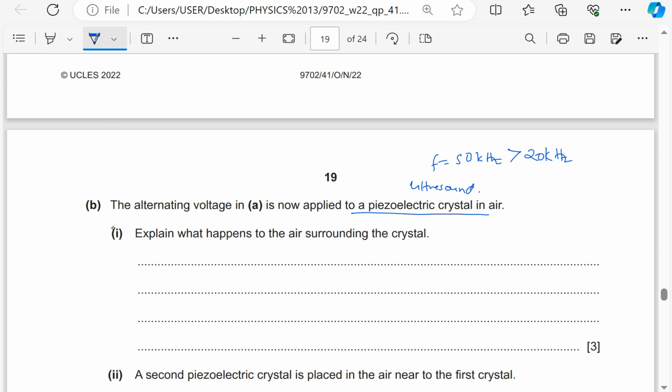So the alternating PD is going to make the crystal vibrate. Because it's alternating, the alternating PD makes the crystal vibrate. And what does the vibrating crystal do? The vibration of the crystal is also going to cause the air around the crystal to vibrate. So the vibration of the crystal causes the air around to vibrate.